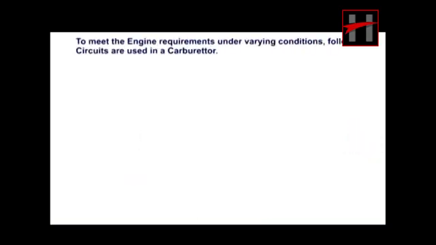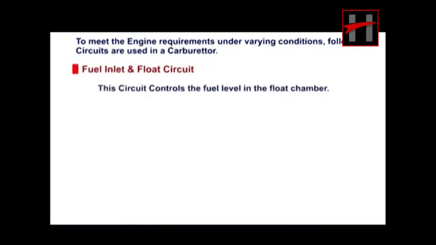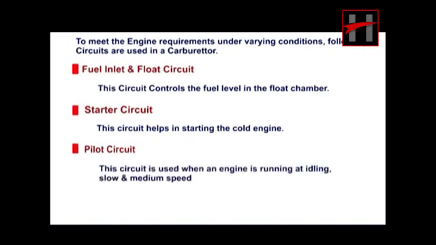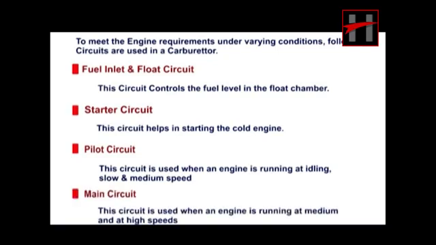To meet the engine requirements under varying conditions, the following circuits are used in a carburetor. Fuel inlet and float circuit. This circuit controls the fuel level in the float chamber. Starter circuit. This circuit helps in starting the cold engine. Pilot circuit. This circuit is used when an engine is running at idling, slow and medium speed. Main circuit. This circuit is used when an engine is running at medium and at high speeds.